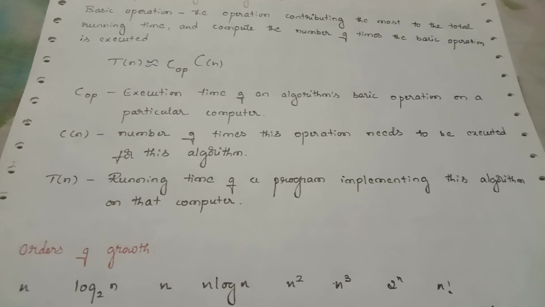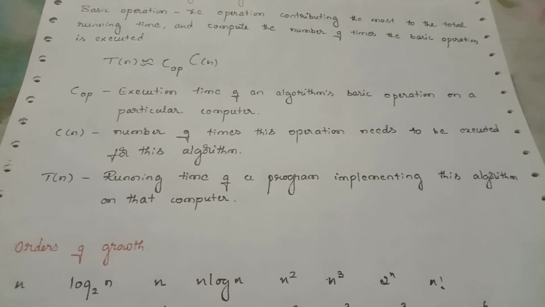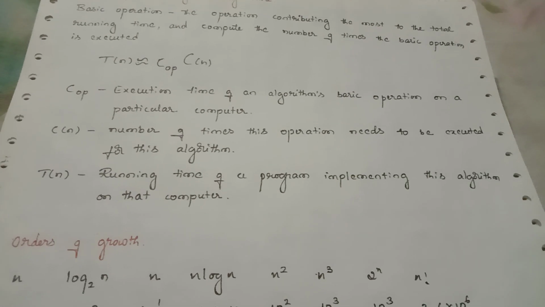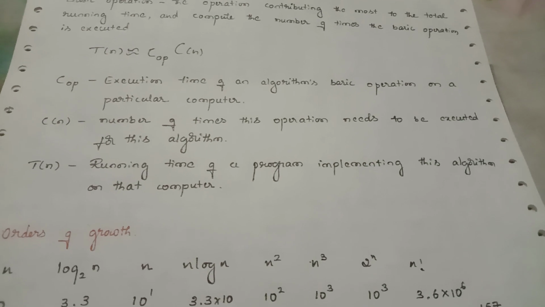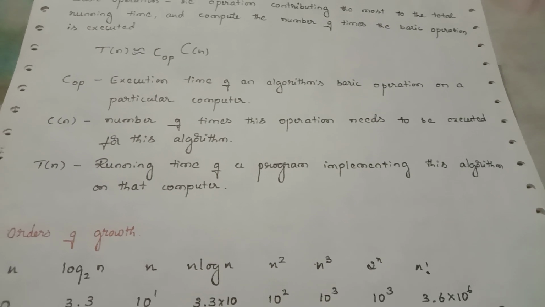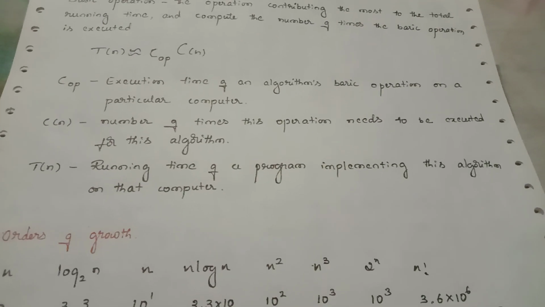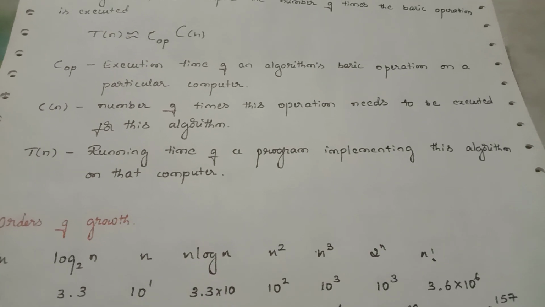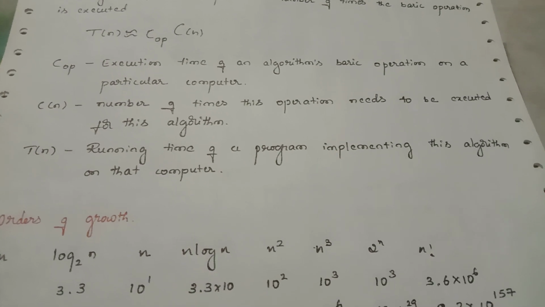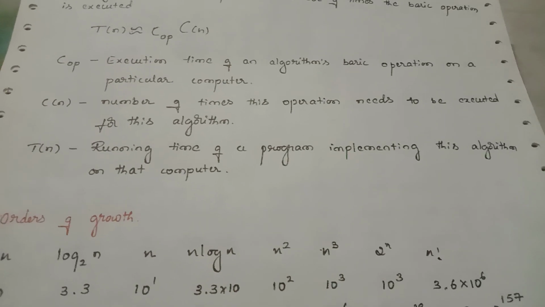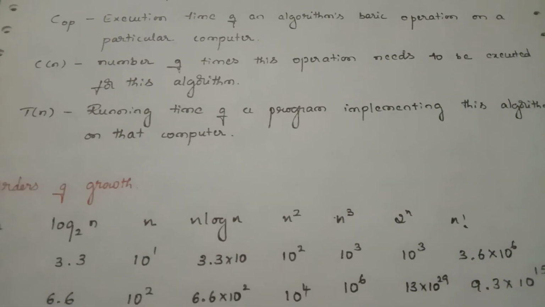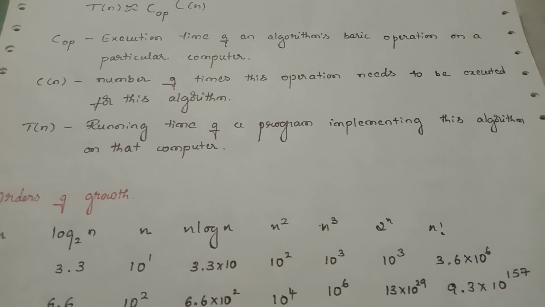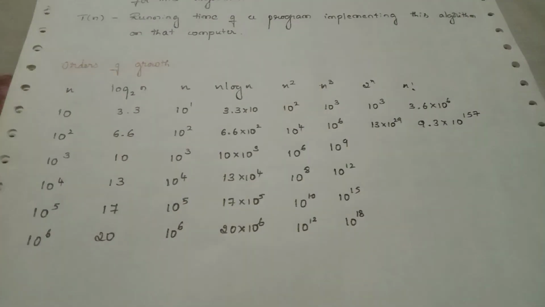After that, there comes the order of growth. Order of growth is in descending order. First come the fastest algorithms, and then come those with the largest running time, that is, the slow running algorithms. So here comes the comparison. You can see here.